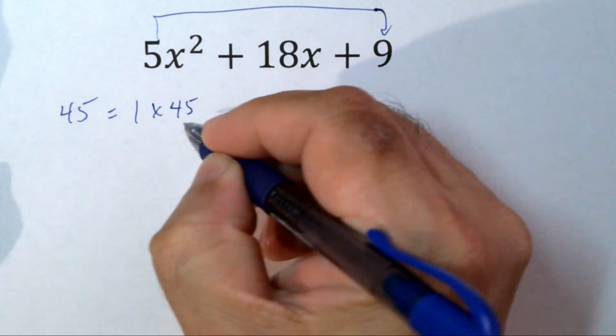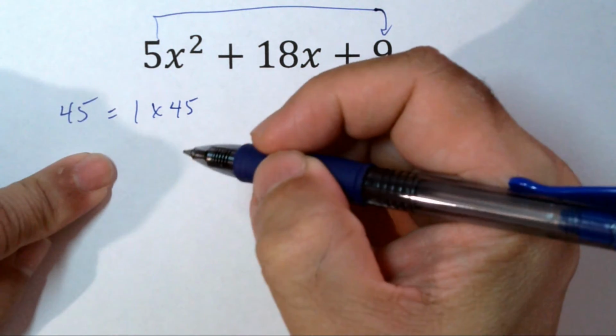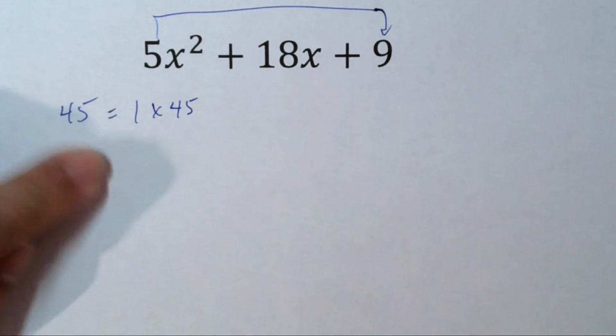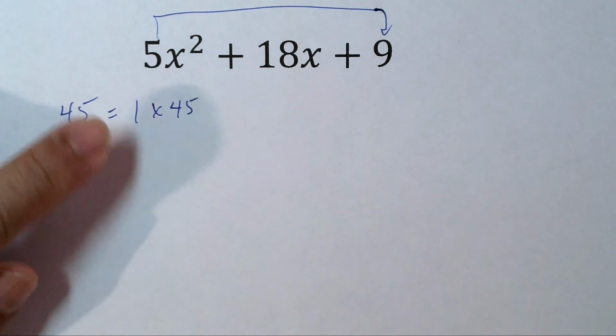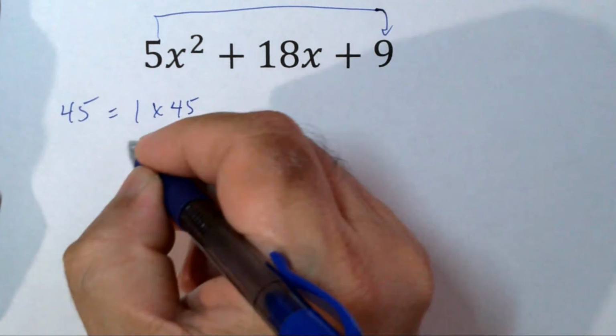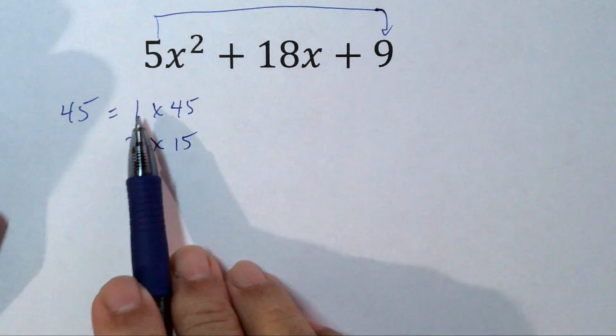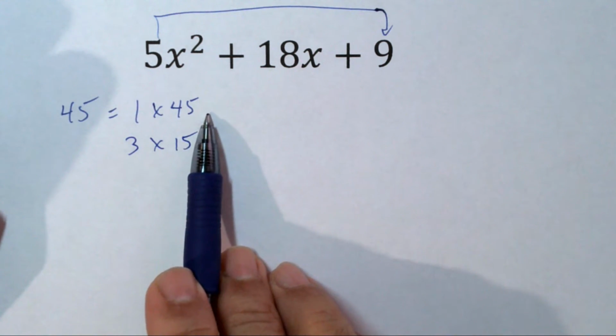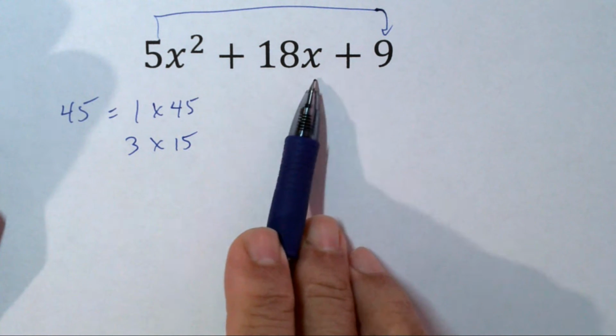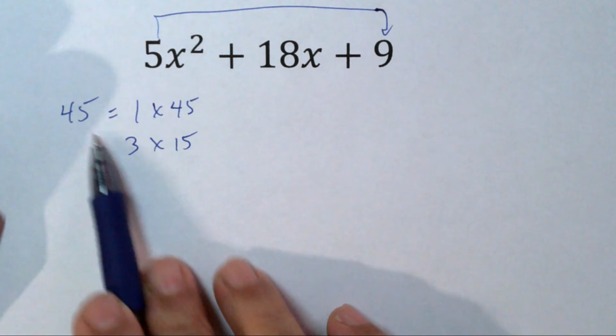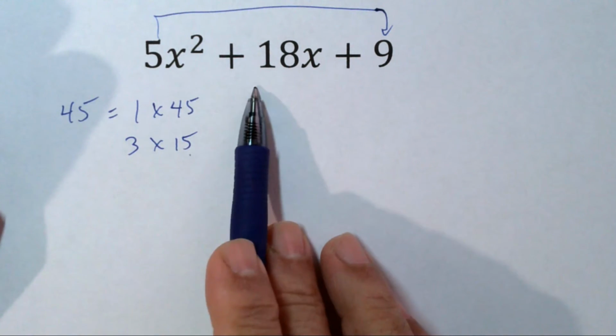1 times 45 is 45. Then you say, does 2 go into 45? No, it's not an even number, so 2 doesn't go into it. Does 3 go into 45? Yeah, 3 goes into 45 15 times. The first one was 1 plus 45, which gives me 46. What I need is an 18. 3 times 15 is 45, and 3 plus 15 is 18. So there's our answer.